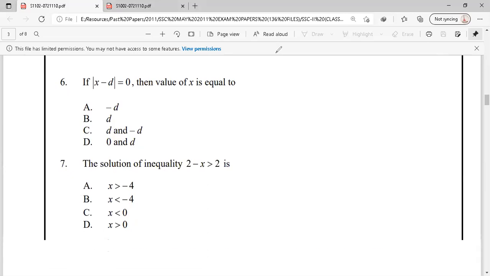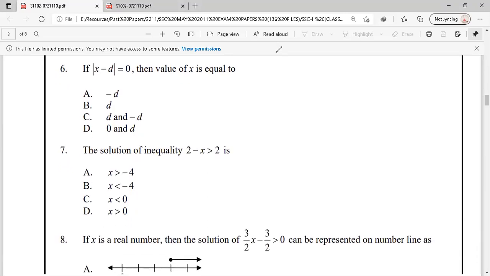Let's come to our question number 6. If modulus of x minus d is 0, we have to find the value of d. So x minus d will be equal to 0. So simply x is equal to d. So the solution that satisfies this modulus equation is x equals d. Option D is the right answer.